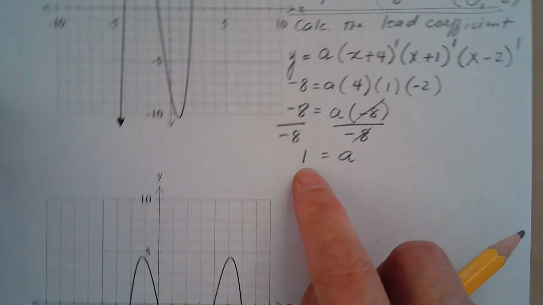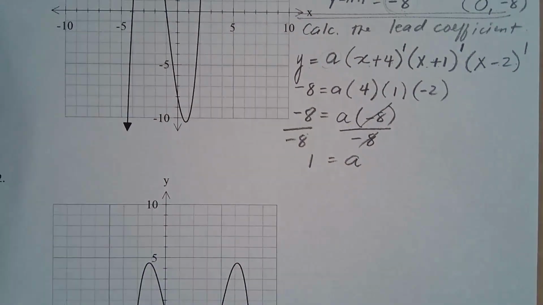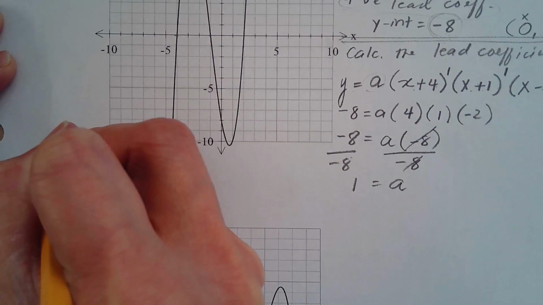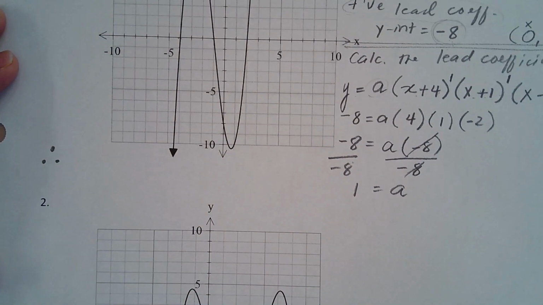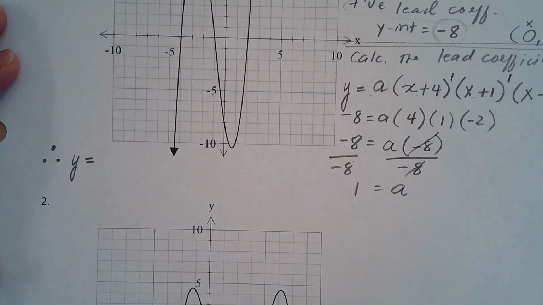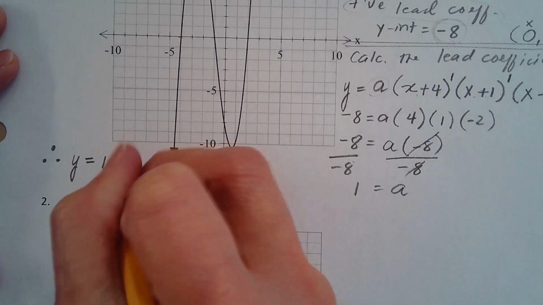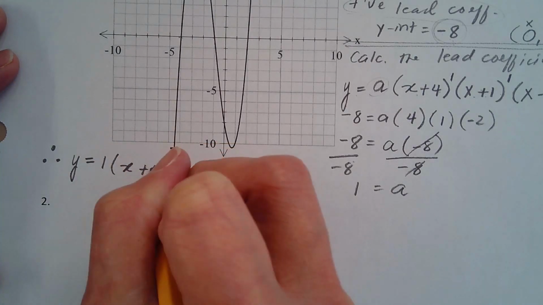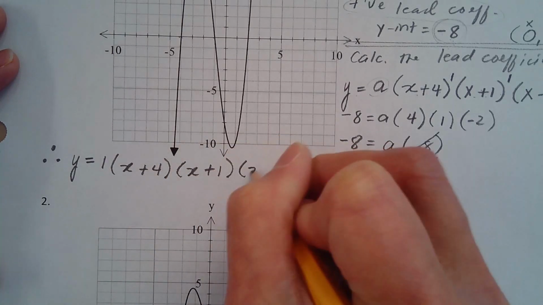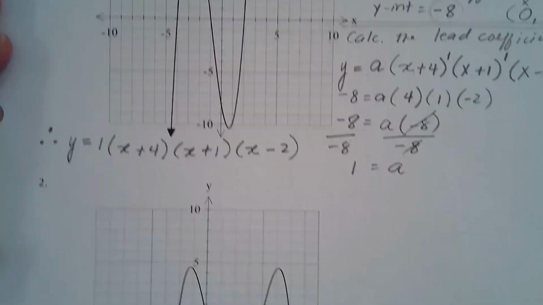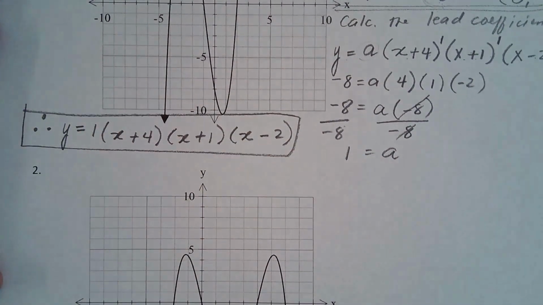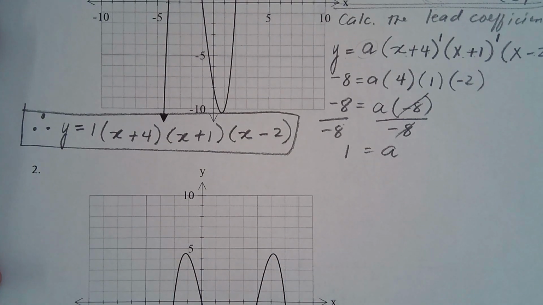So what's the function? What's the polynomial function? Therefore, the function looks like this. y equals, A is 1, (x plus 4) times (x plus 1) times (x minus 2). Okay, so far so good?